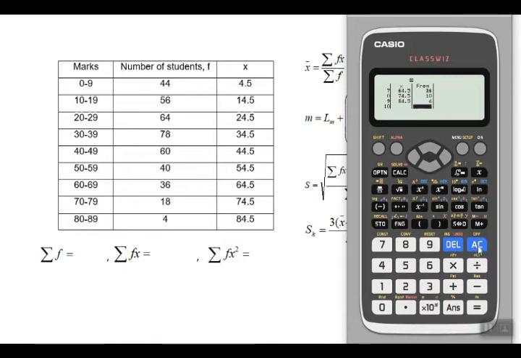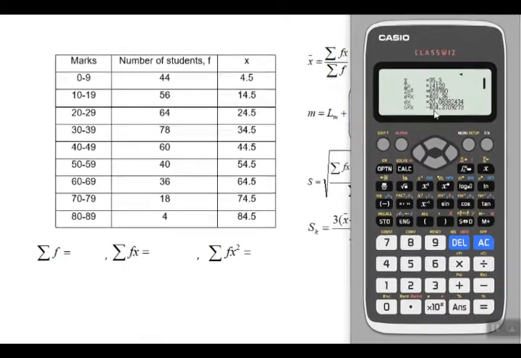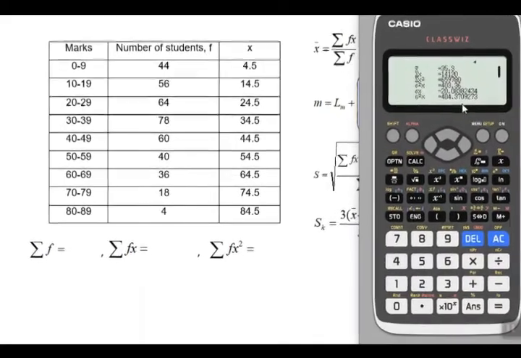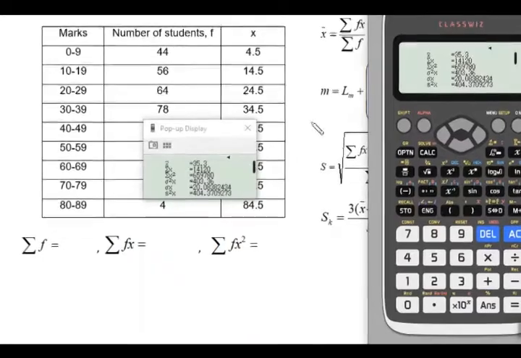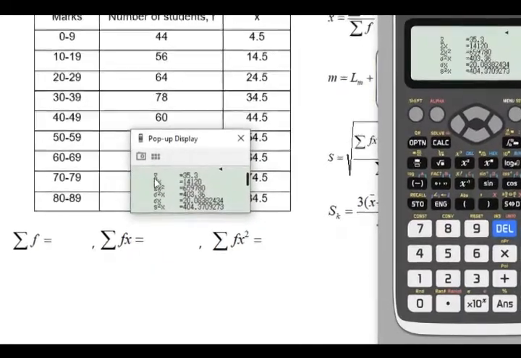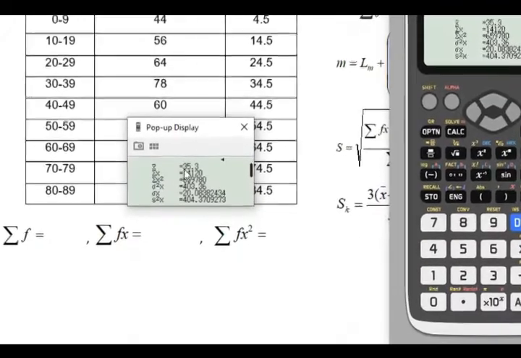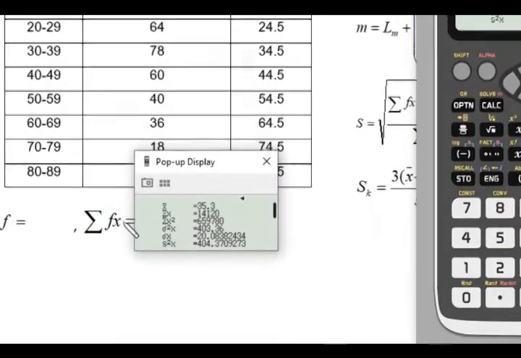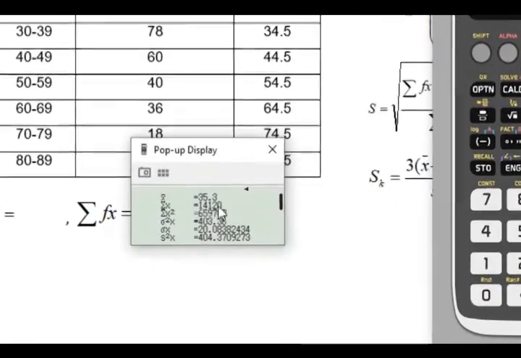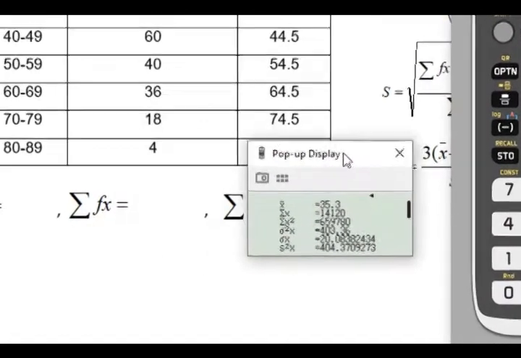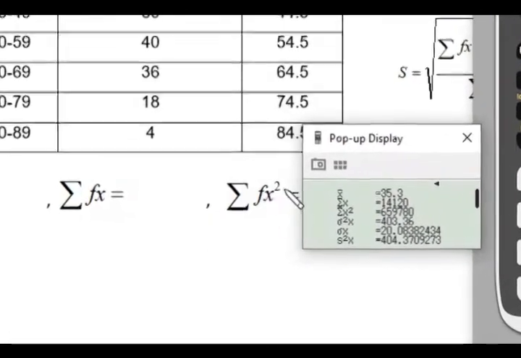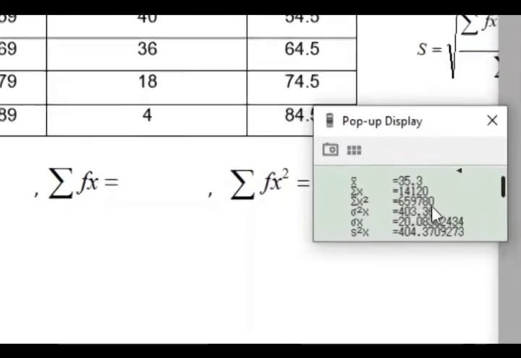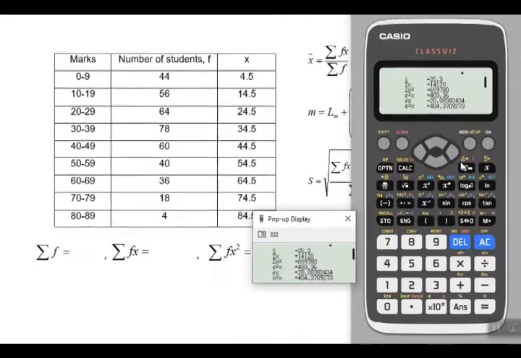After that, press All Clear, AC, press Option, press 2. Then we can see the important results appear on the screen. Let's go through them one by one. The first one, x bar, the mean, equals 35.3. Sum of x, which refers to the sum of fx, equals 14120. Sum of x squared, which refers to the sum of fx squared, equals 659,780.